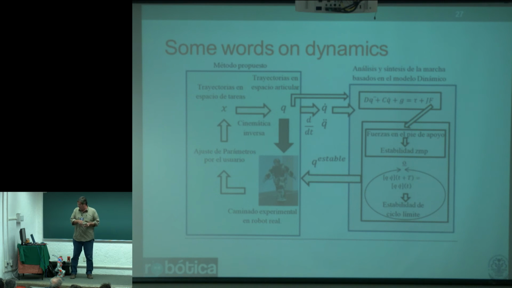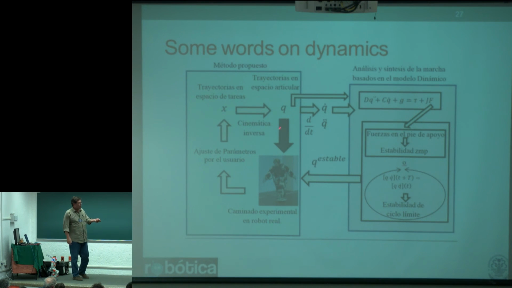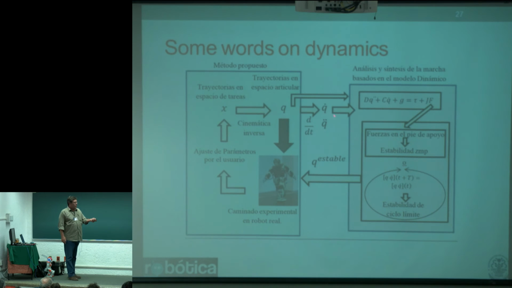But for larger humanoids, it is important to predict before experiments if the robot will fall down. And that will not depend only on Q, but on the derivatives, the velocity and acceleration of the angles, and checking some stability criteria.